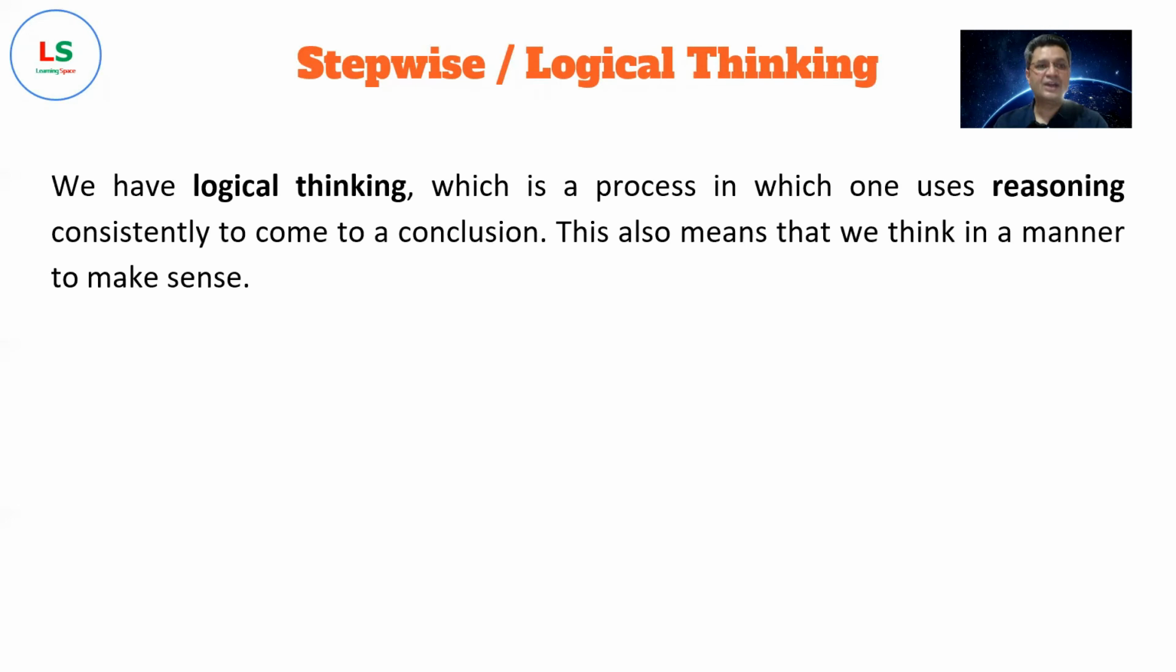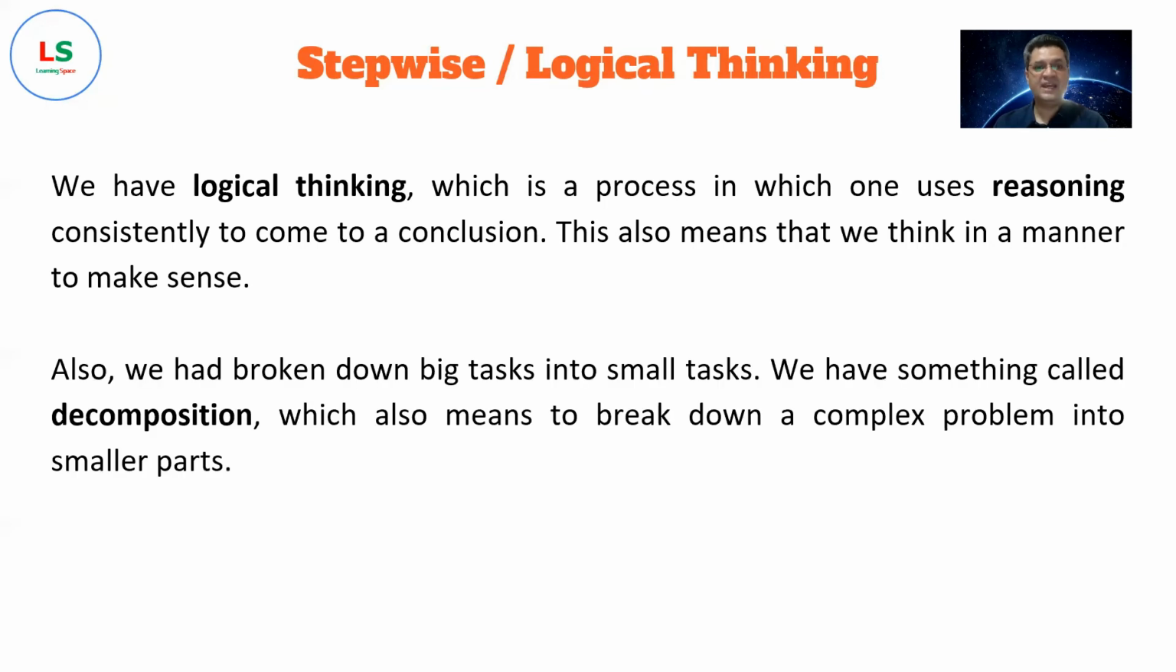Let's rediscuss. We have logical thinking, which is a process in which one uses reasoning consistently to come to a conclusion. This also means that we think in a manner to make sense. Also, we had broken down big tasks into small tasks. We have something called decomposition, which means to break down a complex problem into smaller parts.